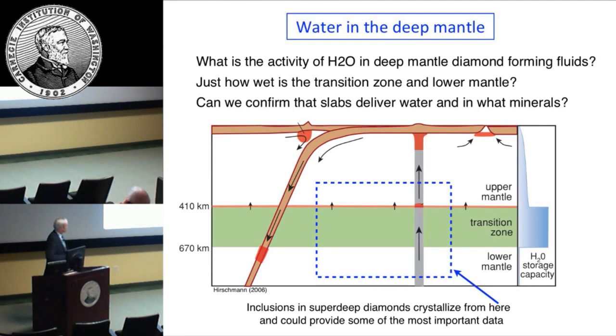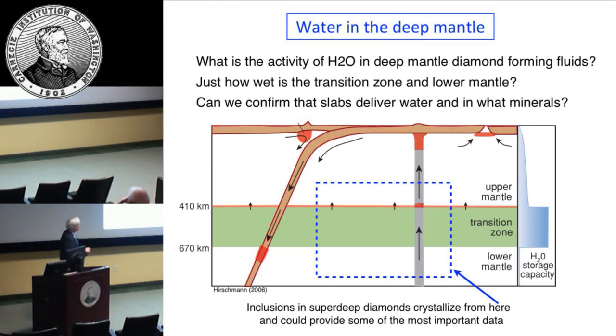The transition zone here is the region we would expect to be very capable of holding a lot of water. And so these super deep diamonds are maybe the best way, or one of the best ways, to probe how much water could be there and what the carrying capacity of various mantle phases is.